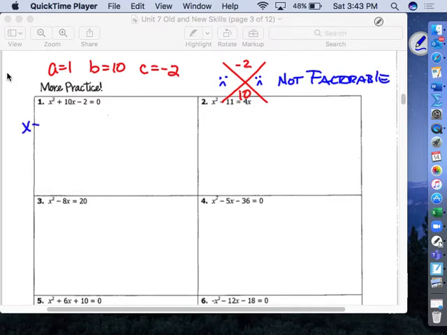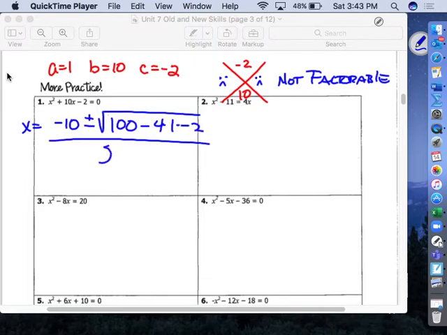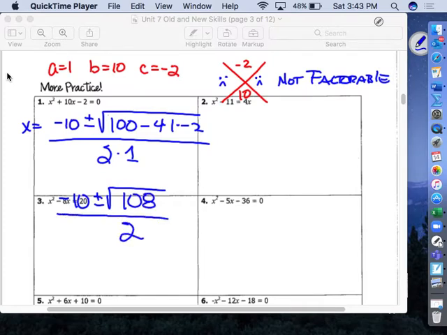So x is going to equal -b plus or minus the square root of b squared. B squared is 100 minus 4 times a times c, all over 2 times a. So what happens now? I have -10 plus or minus the square root of 108 over 2. So the next skill to learn is how to simplify this in radical form when you have a non-perfect square underneath the radical. And in the next problem set, we're going to explore that just for a minute, just to make sure that skill is good with you all.